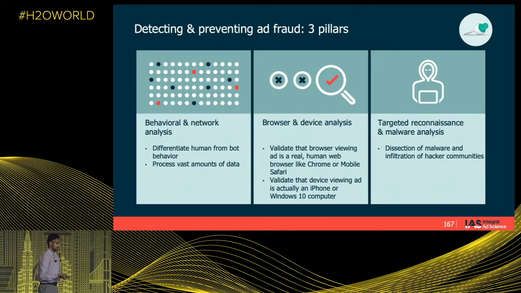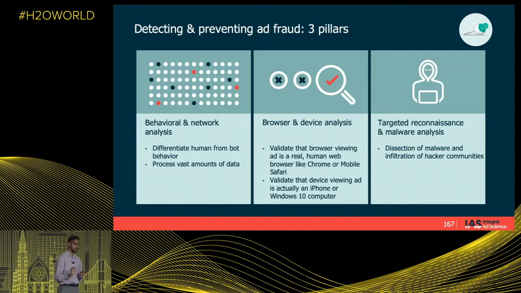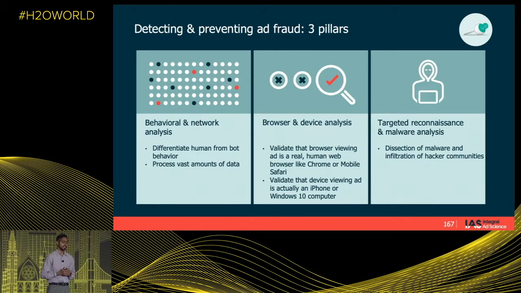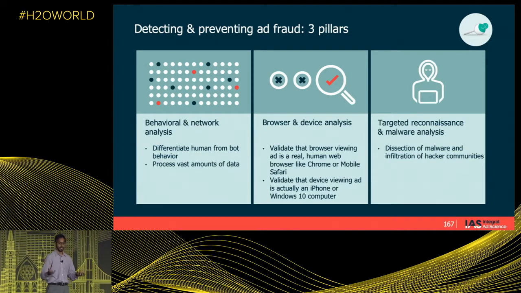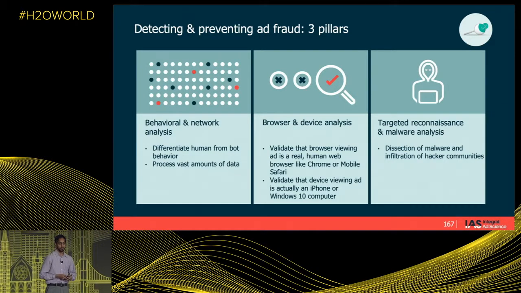We also look at browser and device analysis. Fraudsters typically need to modify the browser in some way. So we do detection on that and try to see if you are using Chrome 77 if you say you are, or if you're on Windows 7 if you say you're on Windows 7. And lastly, we do reconnaissance. So we will reverse engineer malware to try to track it down.